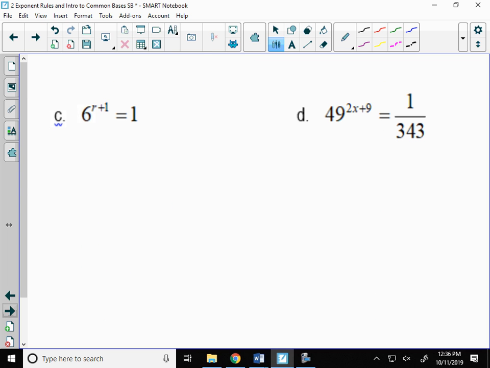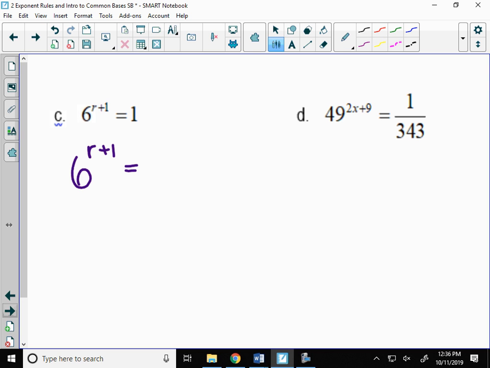Let's look at the next one. 6 to the r plus 1 equals 1. All right, well, first of all, is there any number I can raise to a power to get 6? Like 1 squared, 2 squared, anything like that? No. So, 6 is going to be my common base.